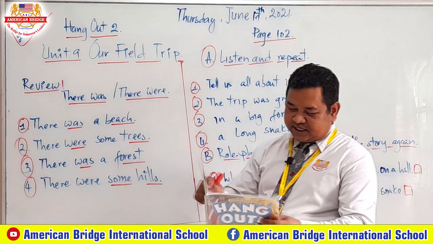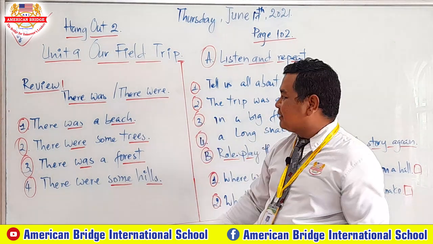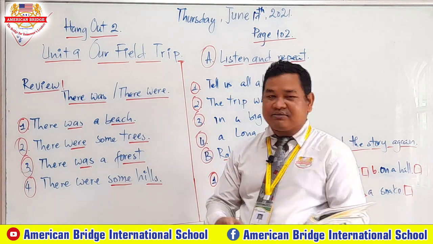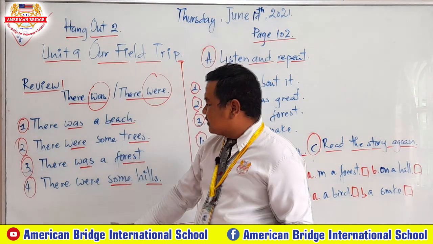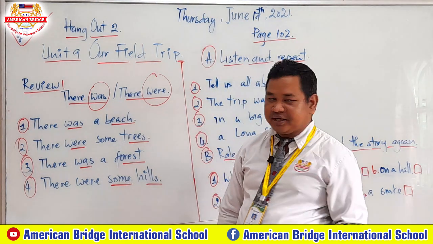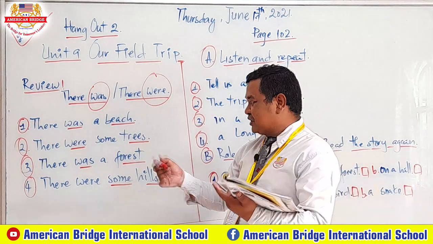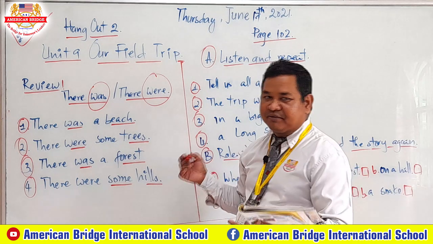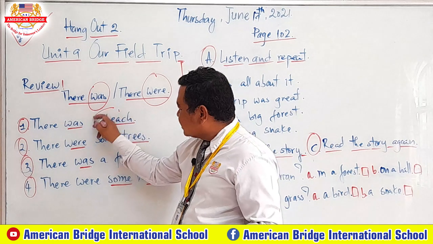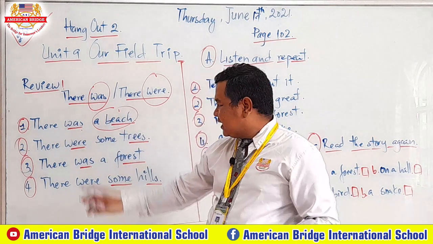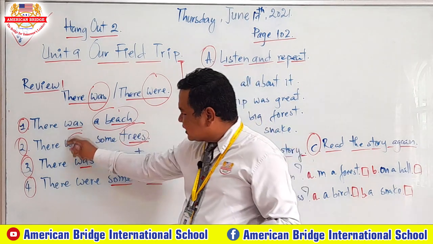Before you move to page 102, you have to do some review again and again, students, related to there words. I taught you this yesterday already, but we just raise it up. I want to focus on there words with singular and plural, used for something that happened in the past. So there was a beach. This one is singular, was. And there were some trees. Some trees have the letter S, so you use there were.